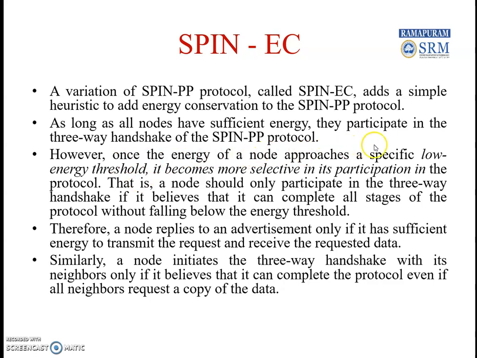Once the energy of a node approaches a specific low energy threshold, it becomes more selective in its participation in the protocol. That is, a node should only participate in a three-way handshake if it believes that it can complete all stages of the protocol without falling below the energy threshold. So in order to participate in this three-way handshake protocol, the node should have sufficient energy. If the energy is below a threshold value, it is not possible for the node to complete that three-way handshake protocol. So SPIN EC is just a variation of the PP protocol. Before initiating the three-way handshake protocol, it confirms whether there is sufficient energy among the two nodes which are going to communicate.